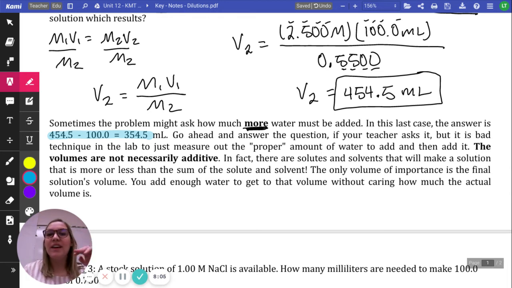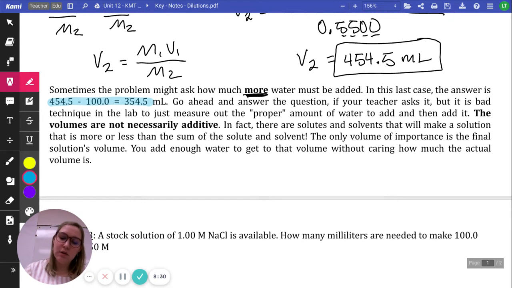But just know that it's bad to measure out the proper amount of water because volumes are not additive. So I could potentially add 100 milliliters to 354.5 milliliters and actually not end up with the volume being 454.5. So volumes are not additive actually, and so we can't really measure them that well. So basically all we do is we just add enough water to get to that volume without actually caring how much water we're adding. So do answer those questions, but just know that volumes are not additive.